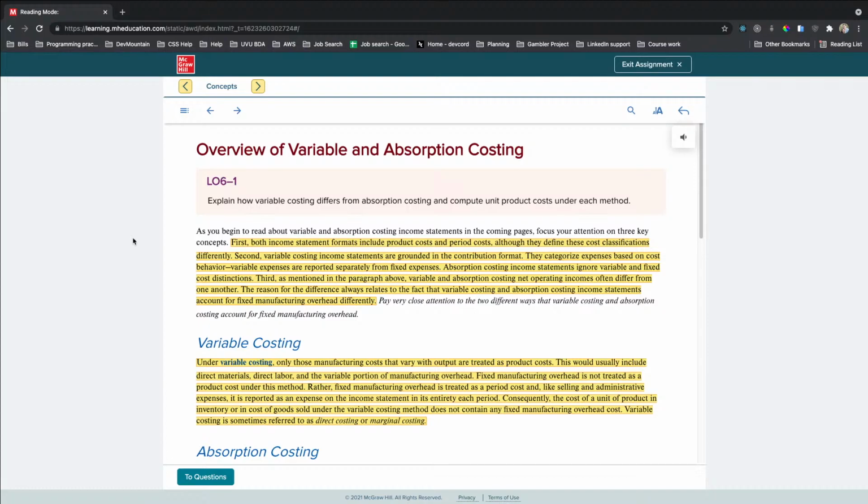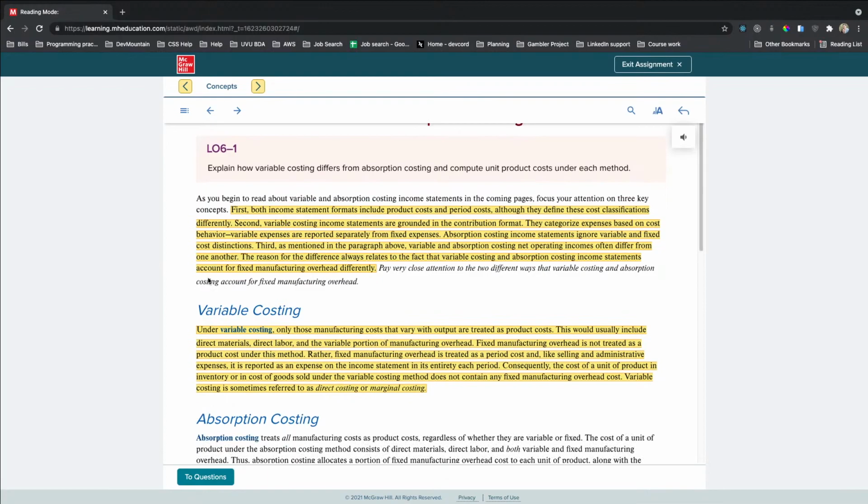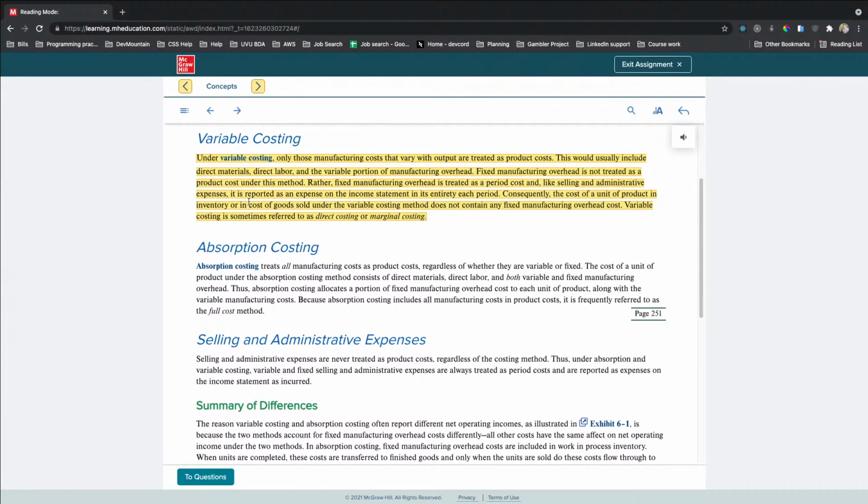That's actually, I like this, the way they're saying this. It makes sense. All right, variable costing. Under variable costing, only those manufacturing costs that vary, things that are variables, with output are treated as product costs. This would usually include direct materials, direct labor, and the variable portion of manufacturing overhead.